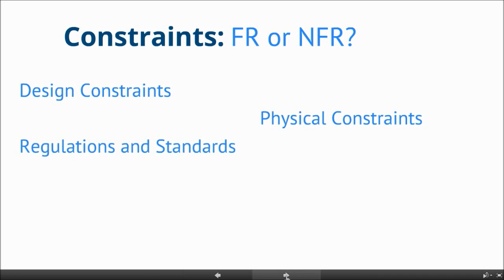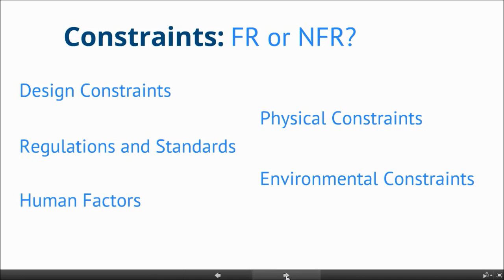Constraints can also come in the form of regulations and standards, things you have to do or may not do, as opposed to the law. Environmental constraints can also play into your software requirements, and then human factors. So let's bring this down another layer and see what these look like individually.